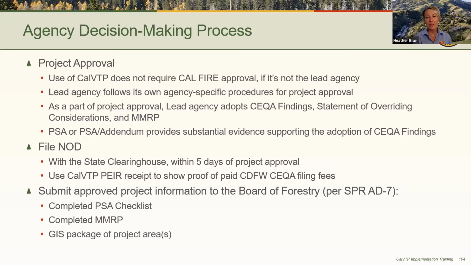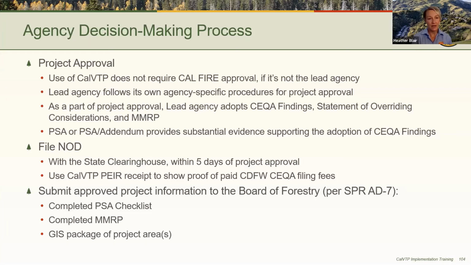And pursuant to SPR AD7, you need to submit information for the approved project to the Board of Forestry, including the PSA and the MMRP, as well as certain GIS data. So refer to the CalVTP website for specific direction on the submittal. There is a user instruction for submitting data on the CalVTP webpage.